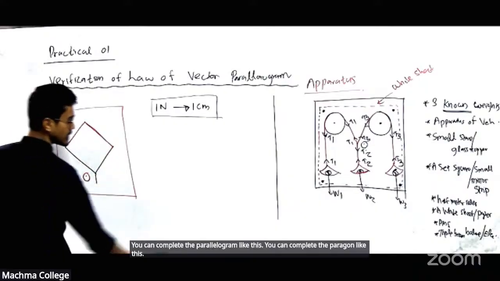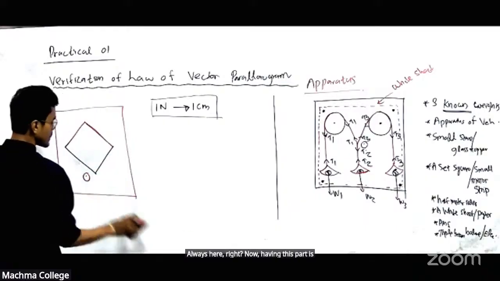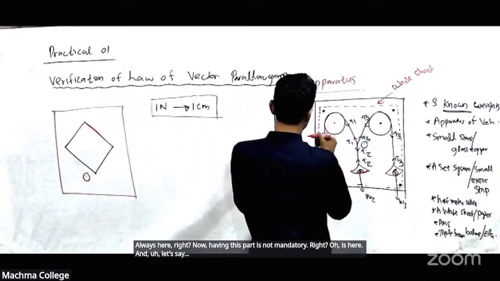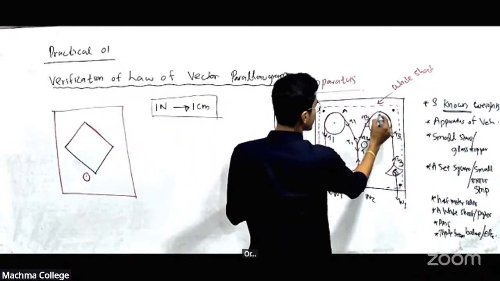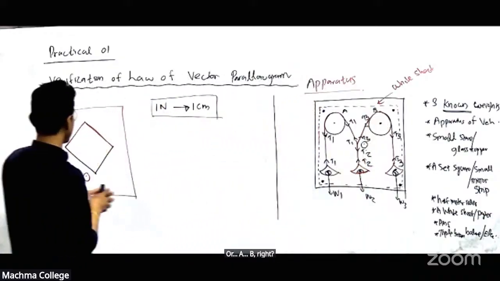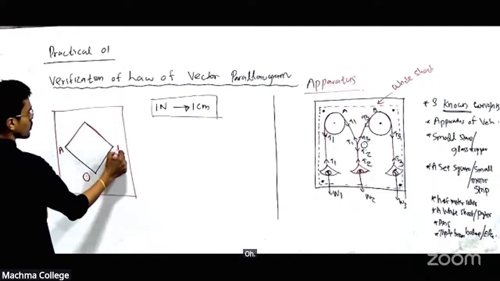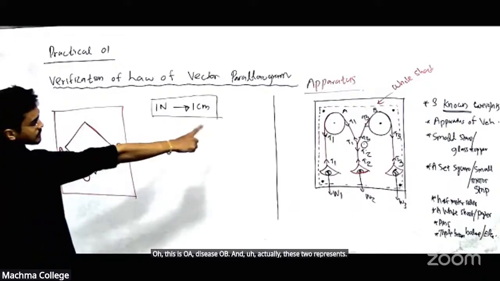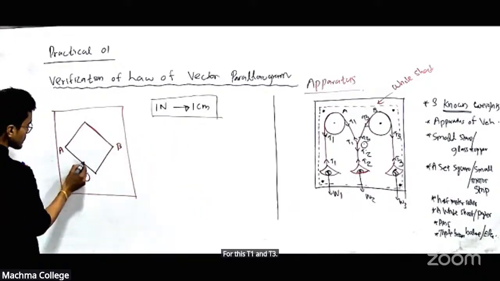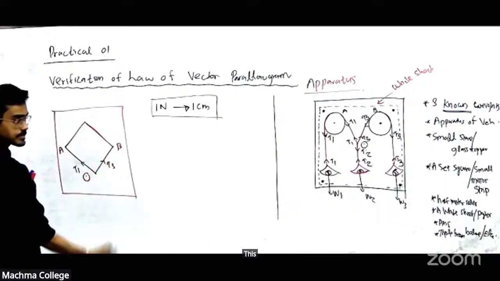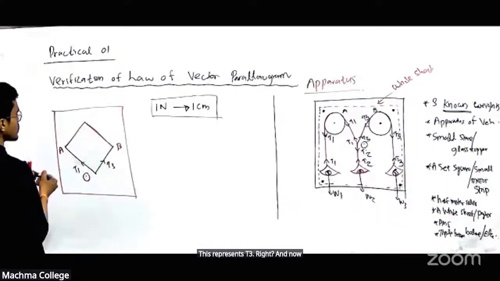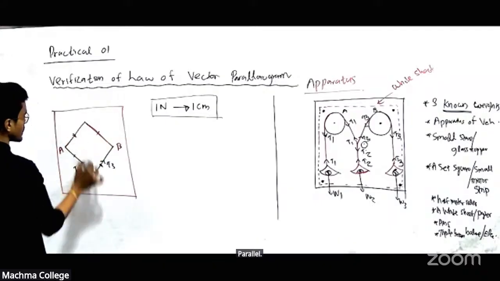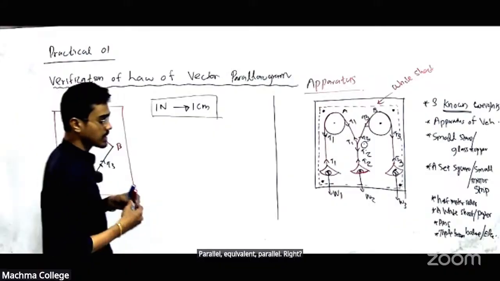O is here, right? Now having this part is not mandatory, right? O is here. And let's say O, A, B, right? Now this is OA, this is OB, and actually these two represent forces T1 and T3. Now this represents T1, this represents T3, right? And now the parallelogram is drawn, which means these sides are equal and parallel, right? Now the vector parallelogram is constructed.